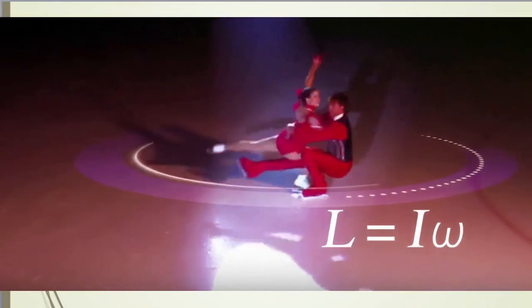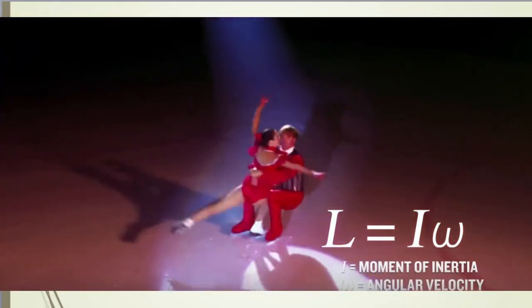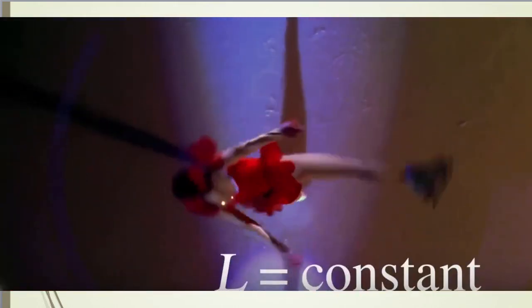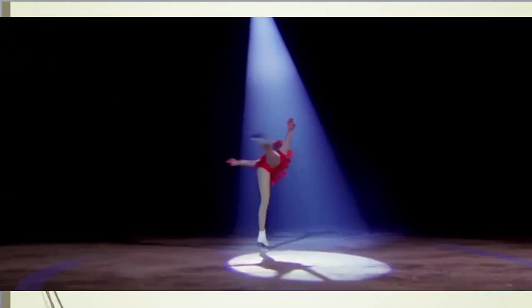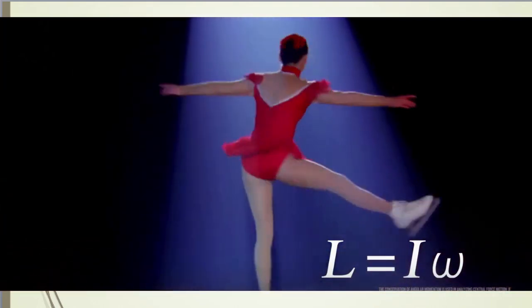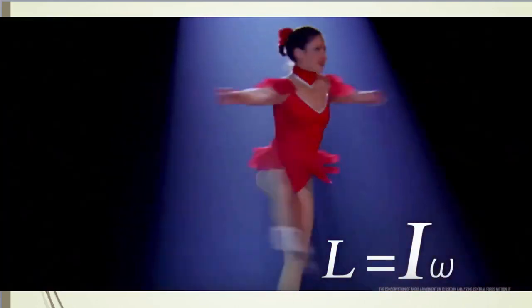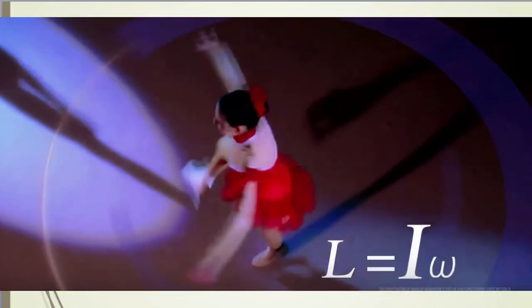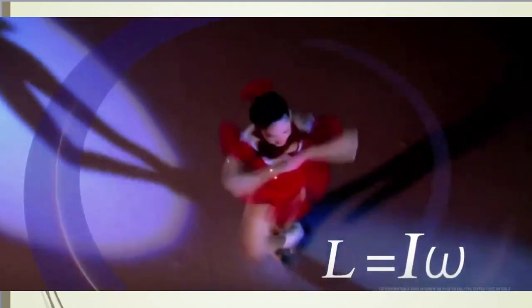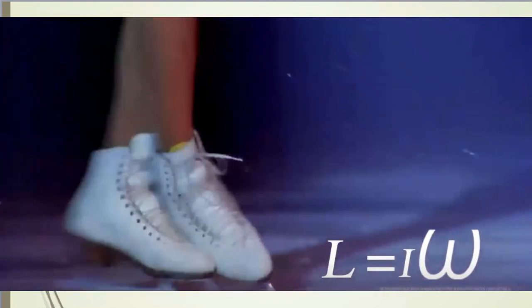Angular momentum is the product of a skater's moment of inertia and angular velocity and is represented by the letter L. When the skater is rotating with no net external torque acting on her, angular momentum is conserved. With her arms and leg outward, she increases her moment of inertia, which reduces her angular velocity. As she pulls her arms and leg inward, she is able to spin faster since her angular velocity increases while her moment of inertia decreases.